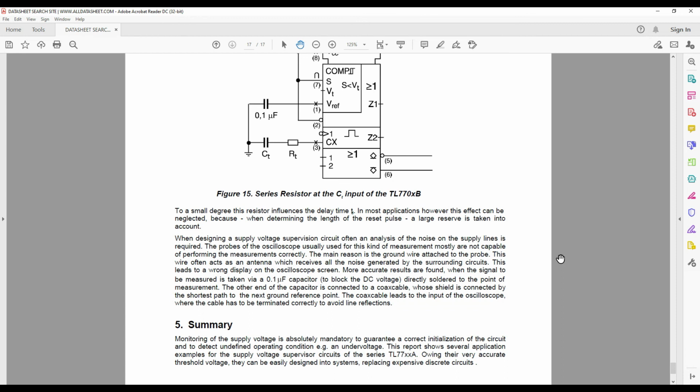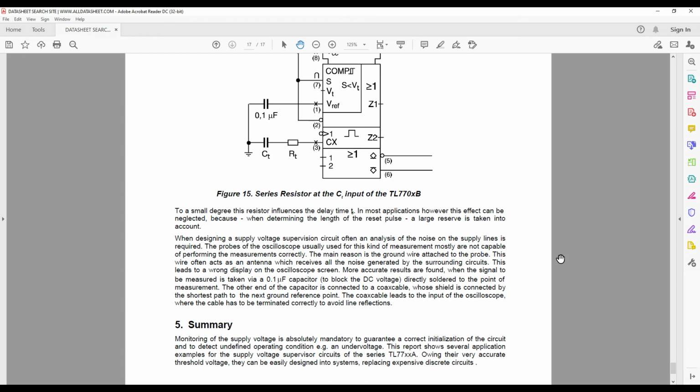More accurate results are found when the signal to be measured is taken via a 0.1 microfarad capacitor to block the DC voltage, directly soldered to the point of the measurement. The other end of the capacitor is connected to a coax cable whose shield is connected by the shortest path to the next ground reference point. The coax cable leads to the input of the oscilloscope, where the cable has to be terminated correctly to avoid line reflections.